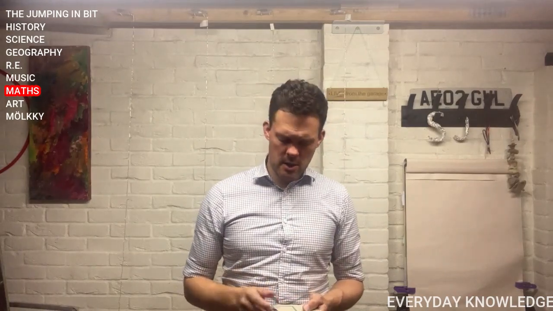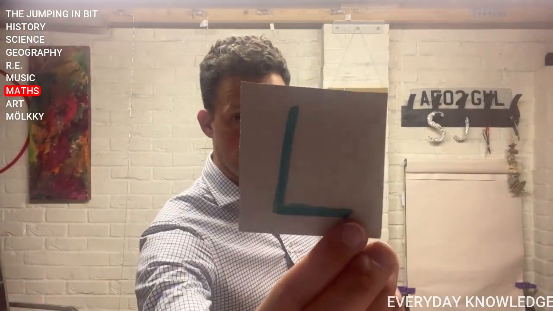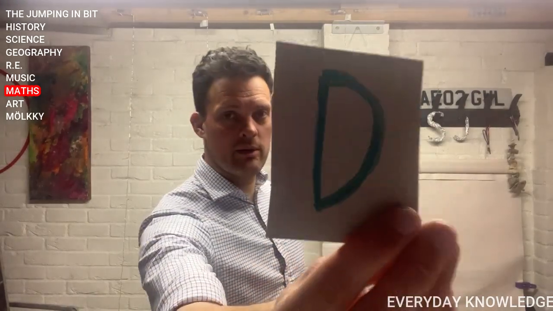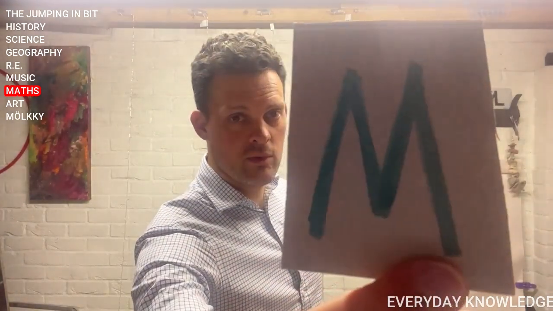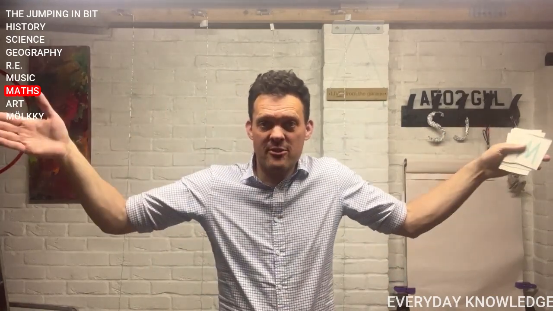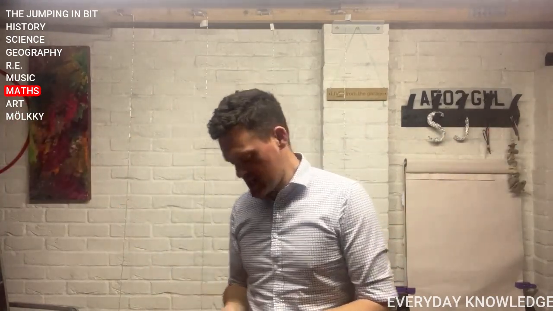That's a 10. What about this one? That's the number 50. What about this one? That's 100. What about this one? That is a 500. And finally, what about this one? That is 1000. Now we're going to practice our Roman numerals and everyday knowledge, and then we're going to start to put some different numerals together to make numbers. Yes, we are. Exciting times in the EDK garage.